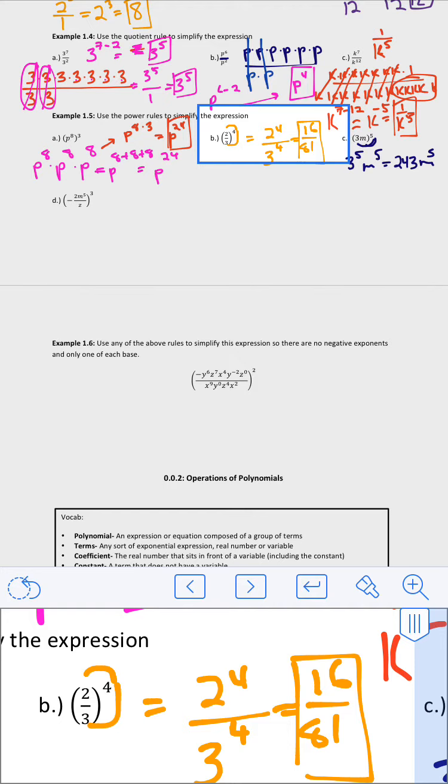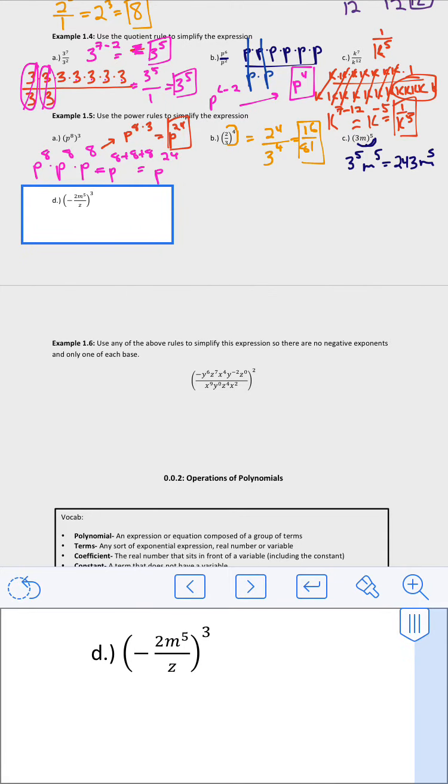All right, any questions at all? Pause. Get your questions answered about the distribution rule. After you've answered those questions, go ahead and tackle the next problem. This involves both of them, both the power of a power and the distribution rule, which is often how you'll see it. So go ahead and try using both of those on this one problem here to simplify as far as you can.